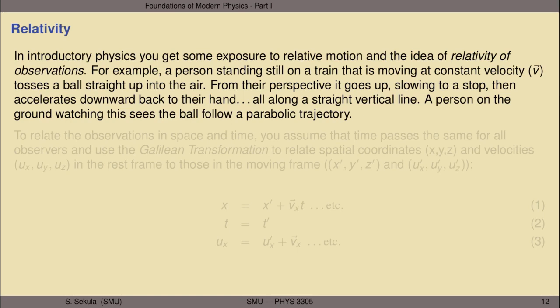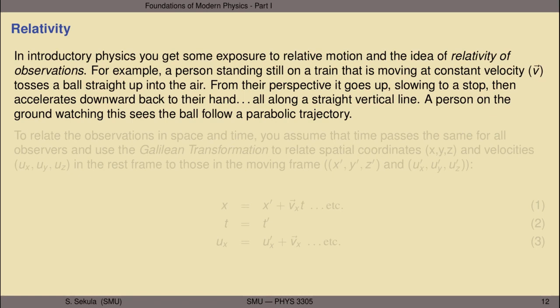The person on the train, for instance, who throws the ball straight up in the air, will see it go up, gravity will accelerate it, and eventually it will come straight back down into their hand. So it just goes up, slows to a stop, and then accelerates down back to their hand, all along a straight vertical line. That's what the person on the train sees. A person on the ground watching this sees the ball follow a parabolic trajectory because the ball and the person have a horizontal velocity because they're standing on the train. So the ball goes up and comes down, yes, but it doesn't land at the same coordinate along the horizontal that it started at.